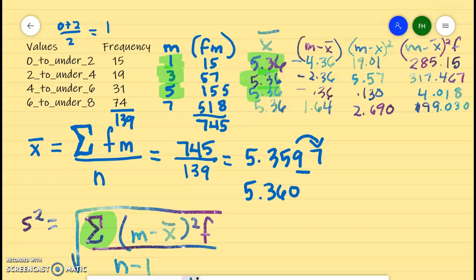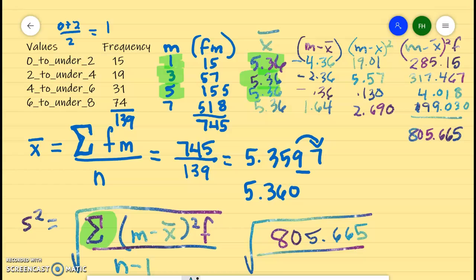Now, our formula says, once we take the midpoint, subtract the mean, square it, and times it by the frequency, we have to sum those numbers. So 199.03 plus 4.0 plus 317.467 plus 285.15. And you're going to get 805.665.